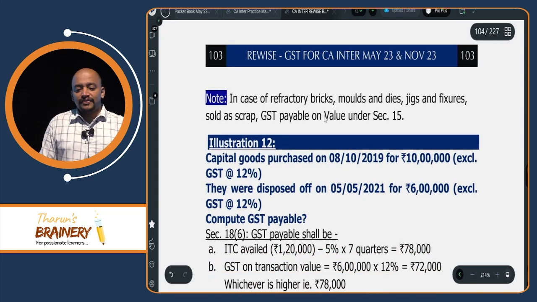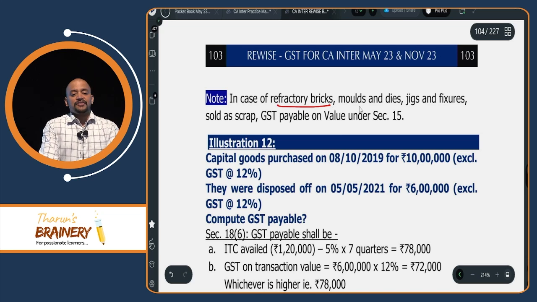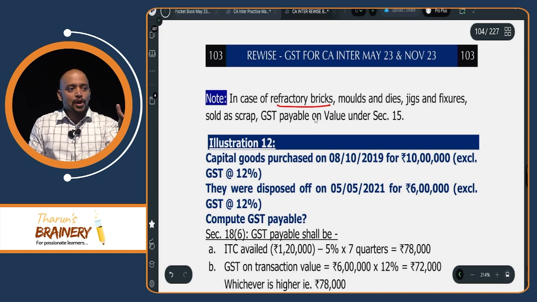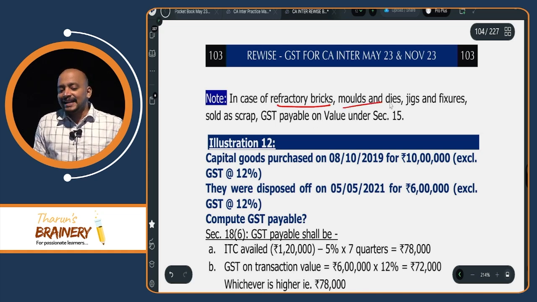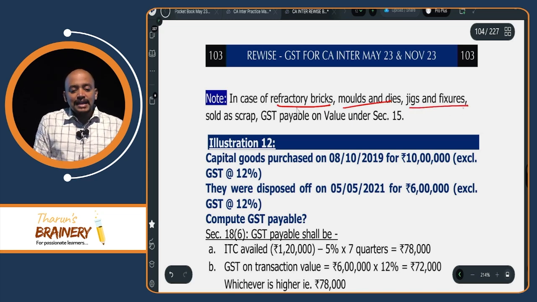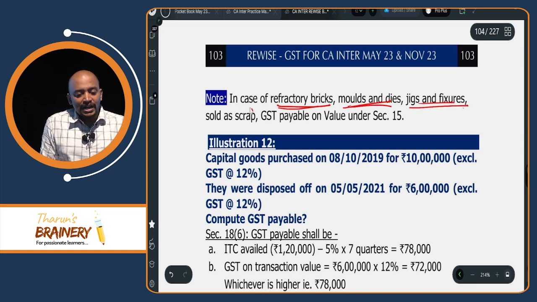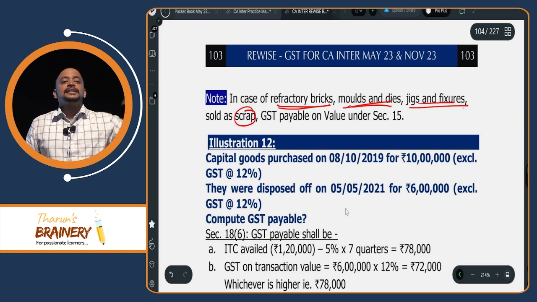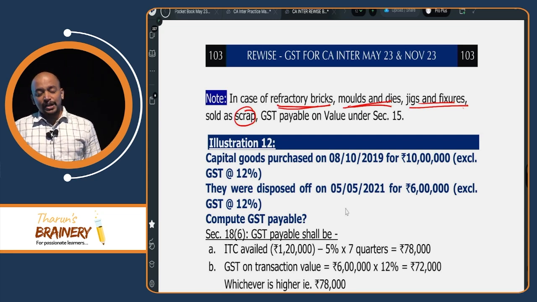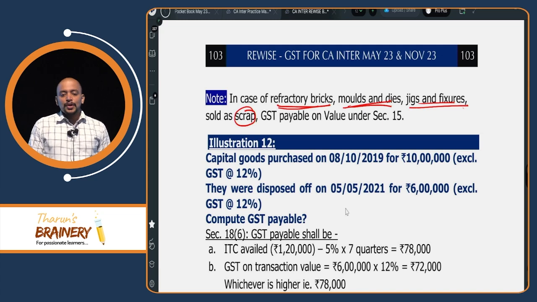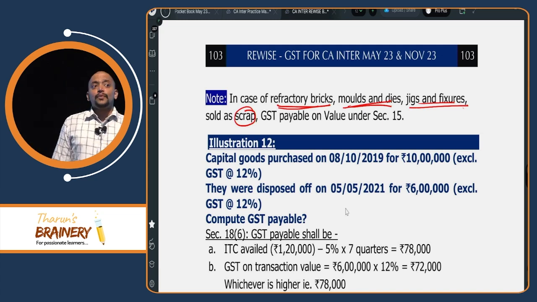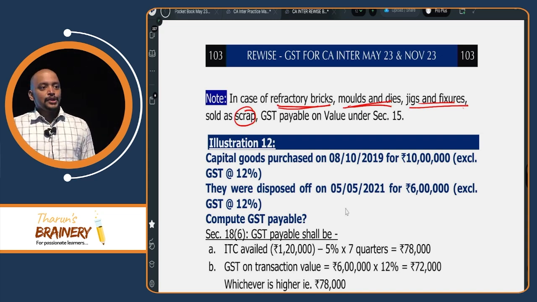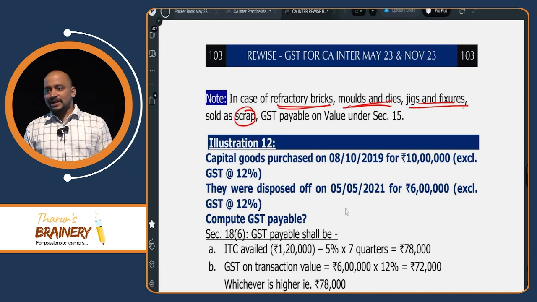But in case of refractory bricks, which are used for making kilns, commercial kilns to heat the raw material, then molds and dies, jigs and fixtures, these three capital goods, if it is sold as scrap, then not A or B, whichever is higher, just B, that is GST on sale value. Understood? What are the three capital goods? Refractory bricks, molds and dies, jigs and fixtures. How is it sold? Sold as scrap. Then we need to just take GST on sale value. No need to take ITC availed minus 5%, etc.